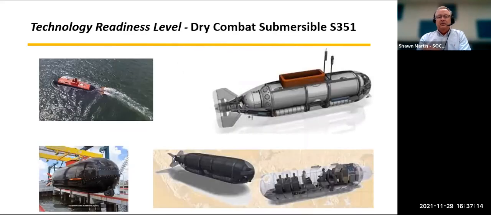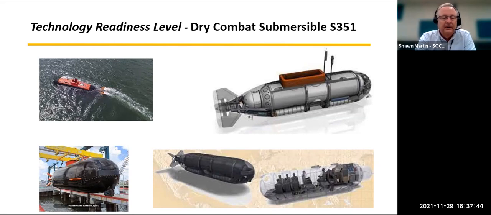Here's another effort that I headed up, and this is not nearly as simple. This was a dry combat submersible prototype. We called it the S351. In the upper left-hand corner, you can see it motoring around on the surface. We built this in Plymouth, England, and that's in Plymouth Harbor, just doing some basic surface systems checks.